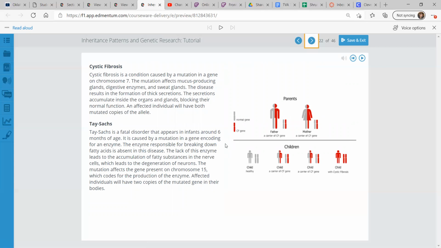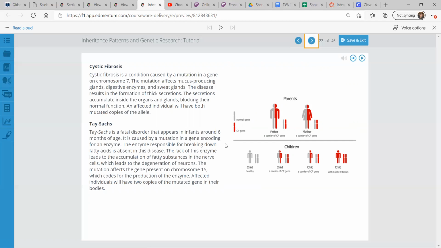Cystic fibrosis. Maybe you've seen this in commercials, but cystic fibrosis is a condition caused by a mutation in a gene on chromosome 7. The mutation affects mucus-producing glands, digestive enzymes, and sweat glands. The disease results in the formation of thick secretions, and the secretions accumulate inside the organs and glands, blocking their normal function. An affected individual will have both mutated copies of the allele.